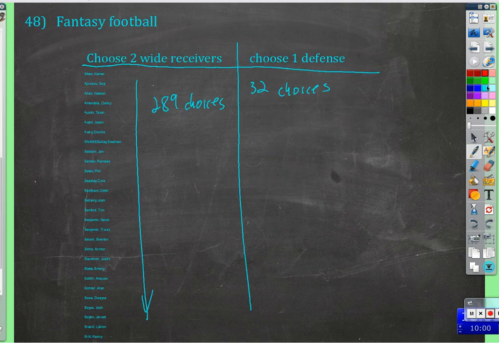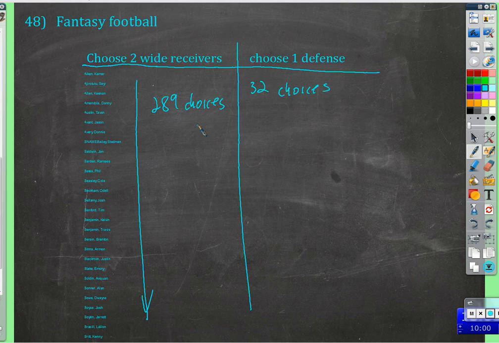All right, so I've altered this problem a bit. In fantasy football, you choose lots of players to be on your fantasy team. You choose players from different teams, and they earn you points, and whoever gets the most points wins.